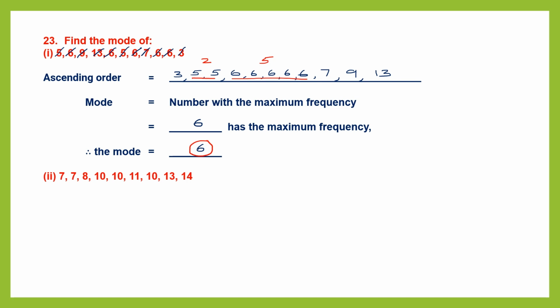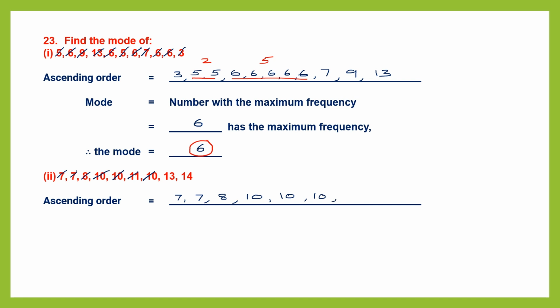Next one. Again, here we have numbers. First step is write it in ascending order. Let's start. Now the smallest here is 7, 1, 2, 2 sevens. So let's write 7 and 7. 8, there is only one 8. Now 10, we have 1, 2, 3. 3 tens. Then we have 11, 13 and 14 all ones.